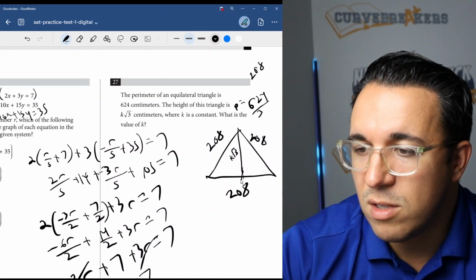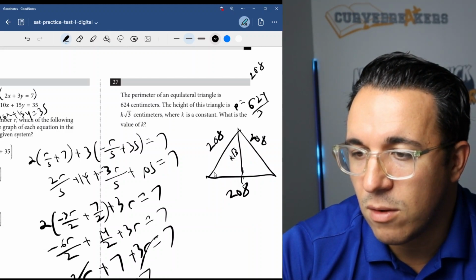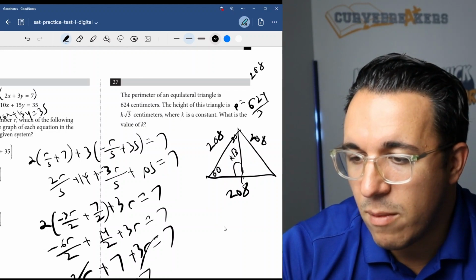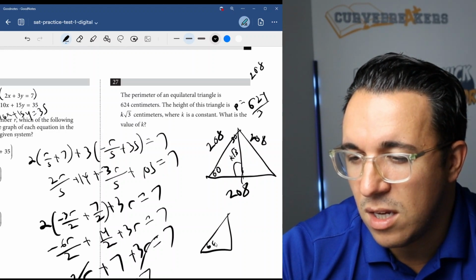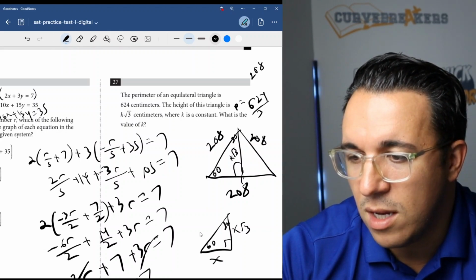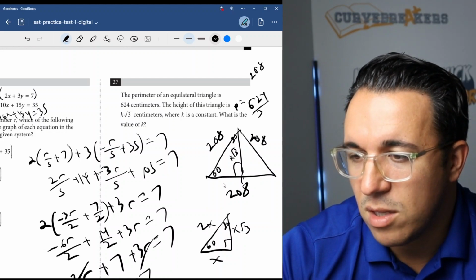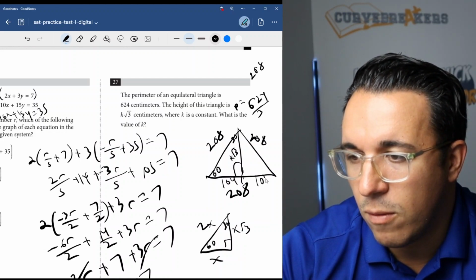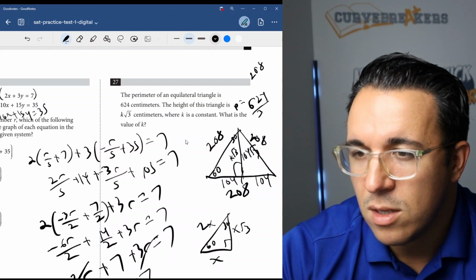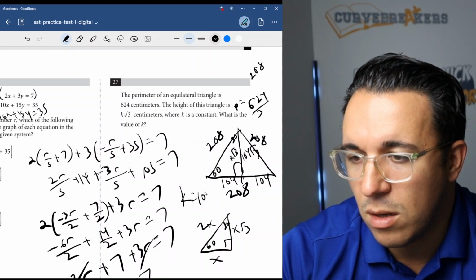So if we split this in half, for our 30, 60, 90 triangle, remember the ratio of a 30, 60, 90 triangle is x, x rad 3, 2x, right? So we got to split this in half, 104 and 104. This is 208, and this will be 104 rad 3, so K equals 104.